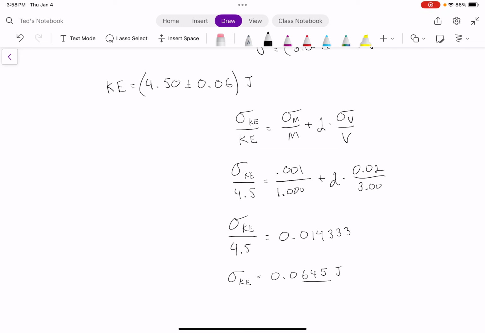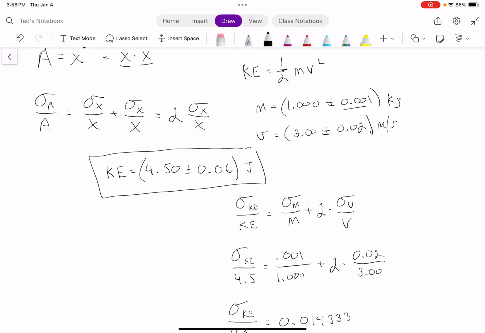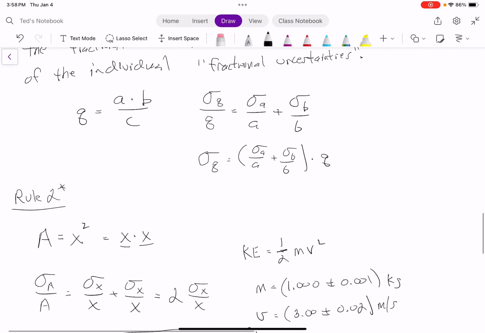So that is my final answer for the kinetic energy. It's 4.5 joules plus or minus 0.06 joules. And the reason the answer has plus or minus is because the numbers that we put into the problem also had a plus or minus. All right, so that's rule 2.